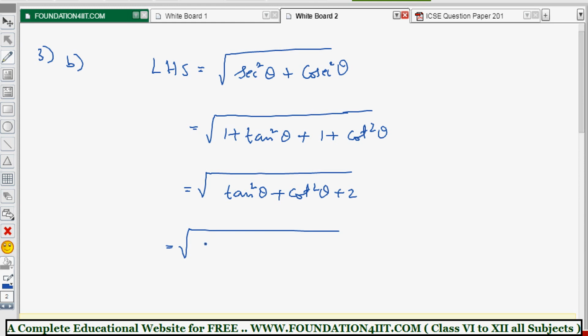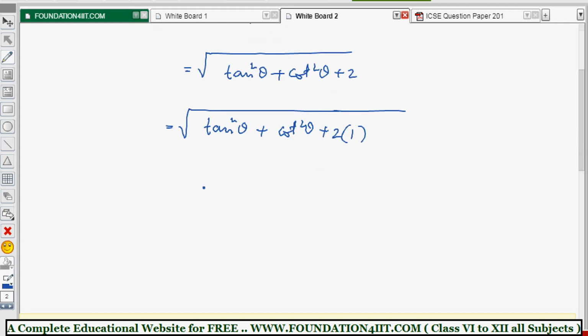We need tan plus cot itself, so you need to remove the square root also. That means first tan square theta as it is, plus cot square theta, plus 2 into tan into cot. So just 2 into 1 you write. In the place of 1 we can write tan into cot, because tan into cot is 1.